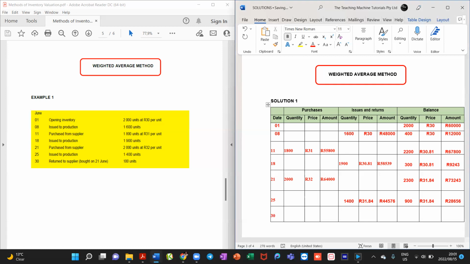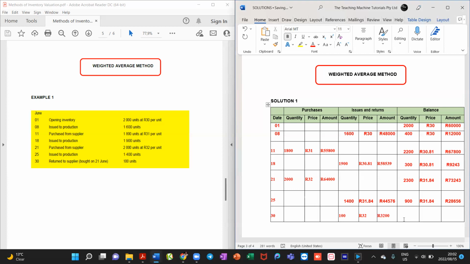The last one on the 30th is interesting. It says 100 units were returned to the supplier, and these are the units bought on the 21st of June. How many units? 100 units. Do we know the price? Yes, on the 21st, the price was 32 rands. How much is 100 times 32? I think it's 3,200. Is that correct, Ketiwe? Correct. Okay, thank you very much.